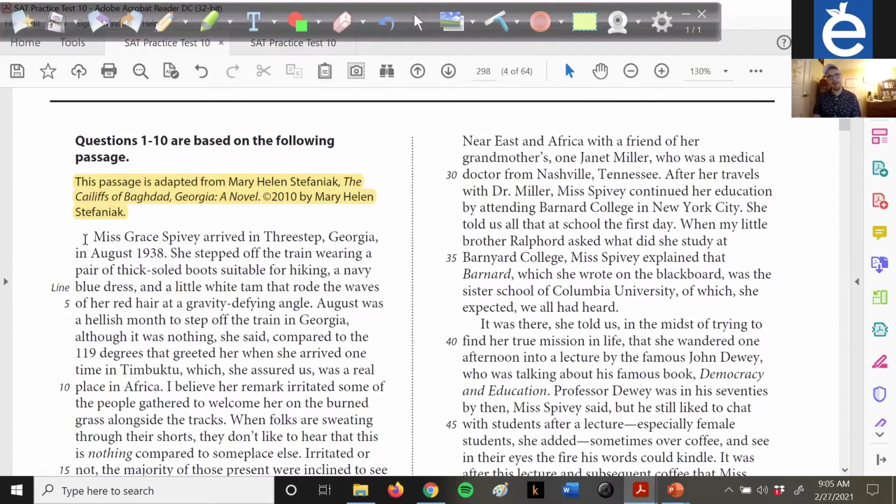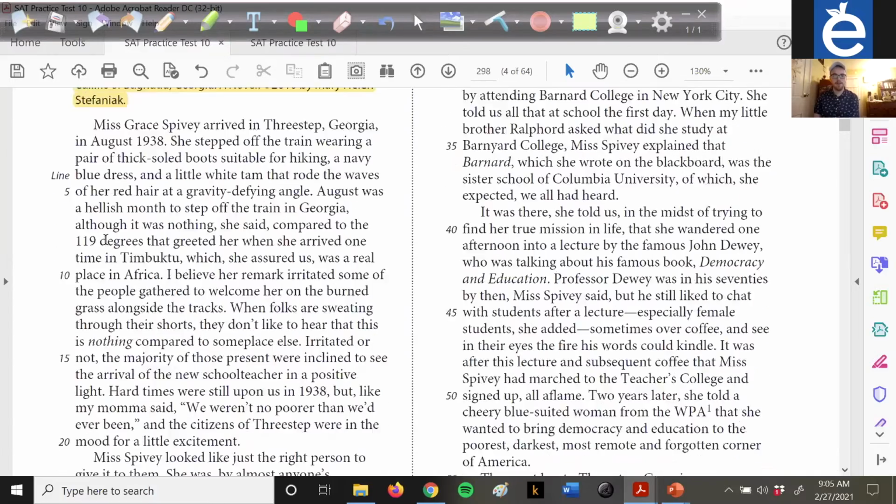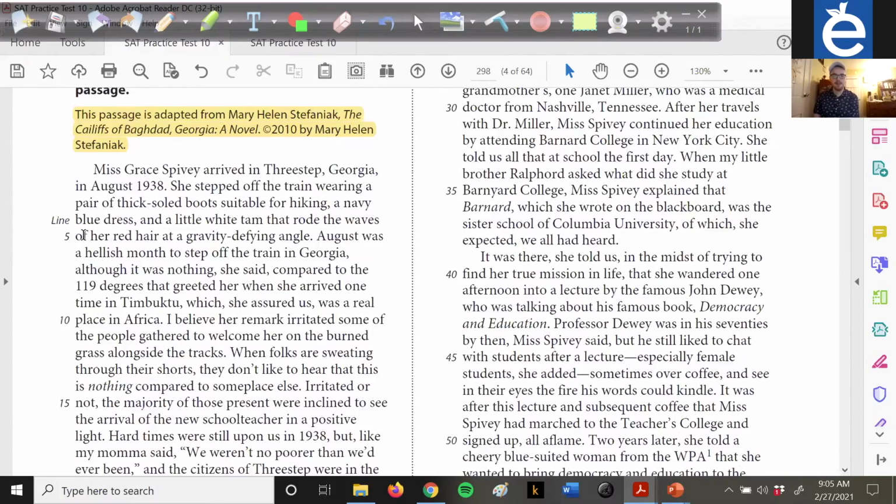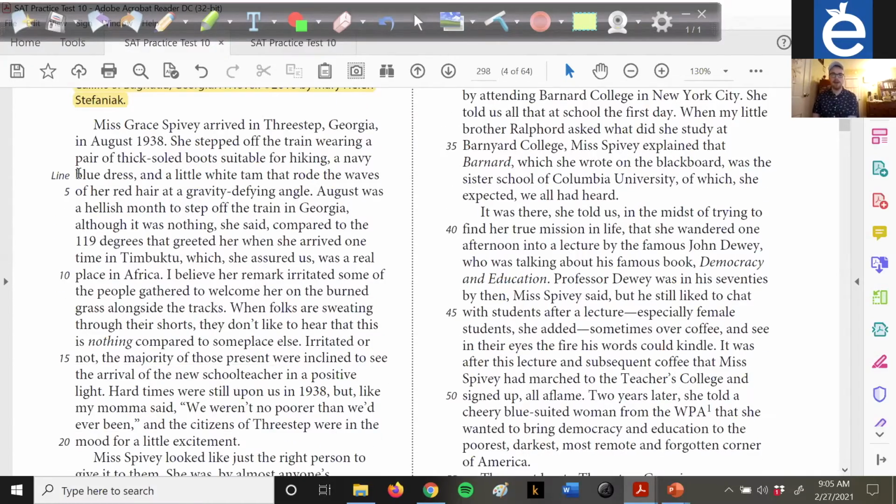So we've established that it's fiction. What are we doing next? Well, next we're going to want to sandwich the passage, right? So let's skim about, see if we can't get the basic idea of what's going on here. Miss Grace Spivey arrived in Three-Step, Georgia in August 1938.